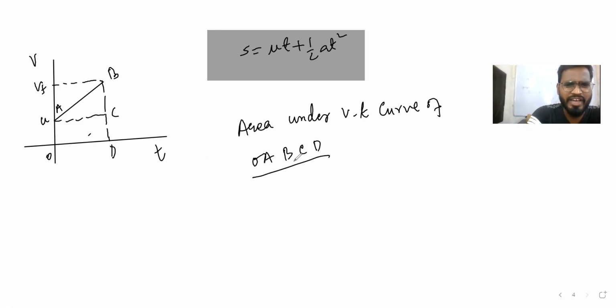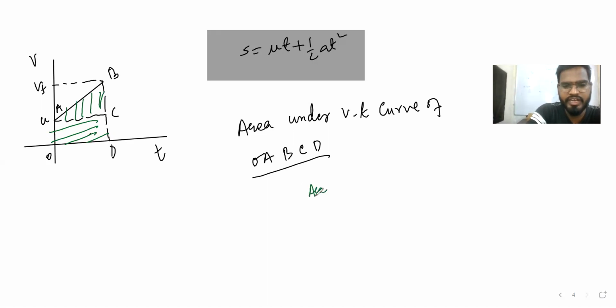So we can consider one triangle this way, and one rectangle, that's it, right? So the area under the VT curve of OABCD will give you displacement. If you see, the area of the triangle is half base into height, right?